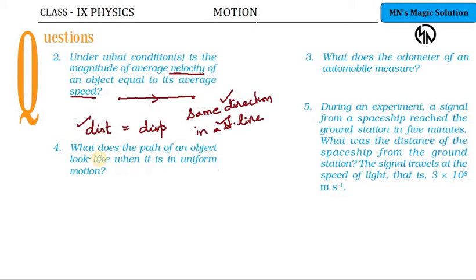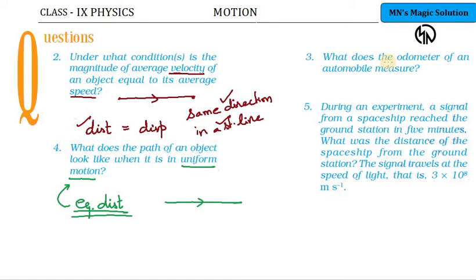Question number 4. What does the path of an object look like when it is in uniform motion? Uniform motion means in equal intervals of time, the object covers equal distances. This is the condition for uniform motion. The question is what the path of an object traveling in uniform motion looks like. The path of the object will be a straight line when the object is moving with uniform motion. So this is the answer for the 4th question.